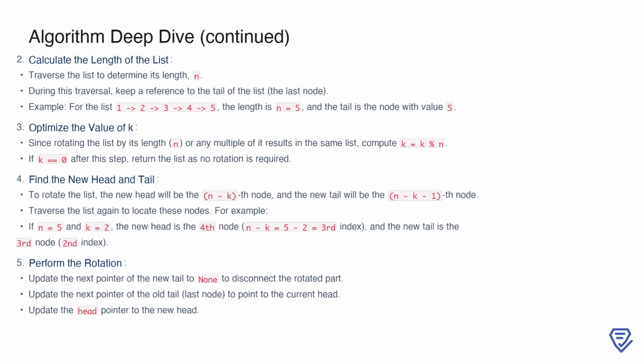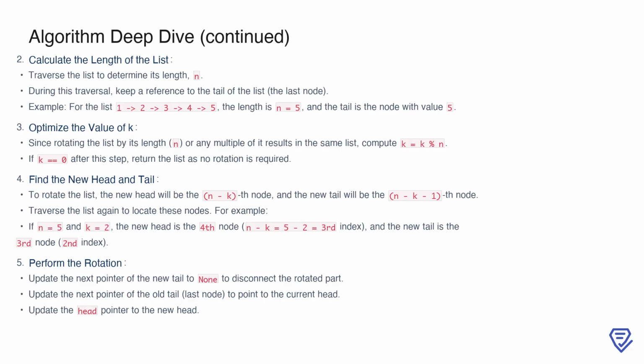After handling the base cases, the next step is to calculate the length of the list. As we traverse the list to determine its length, we also keep track of the tail, the last node in the list. For example, in the list 1-2-3-4-5, the length is n = 5, and the tail is the node with the value 5. Once we know the length of the list, we can optimize the value of k. Rotating the list by its length n or any multiple of n results in the same list, so we can simplify the problem by computing k = k%n. If this results in k = 0, it means no rotation is required, and we can return the list immediately.